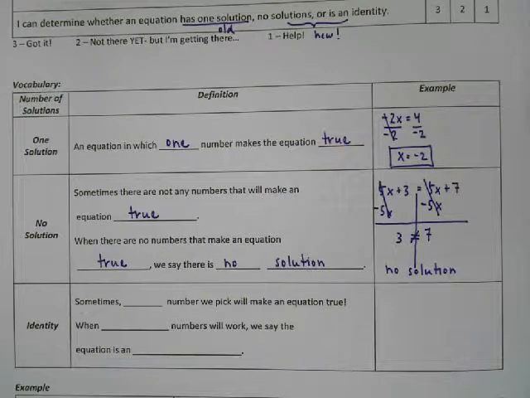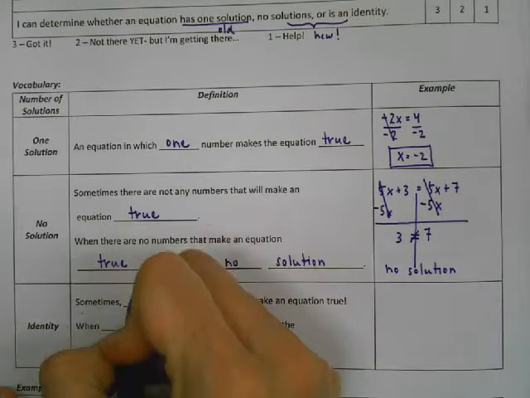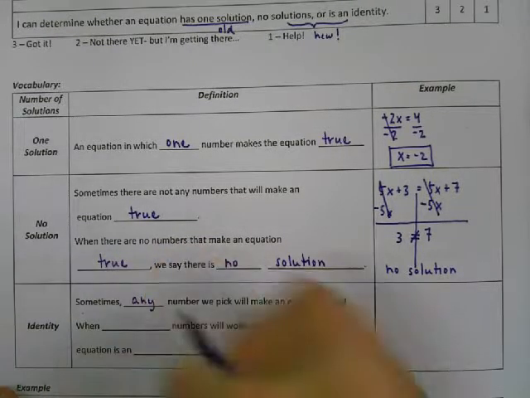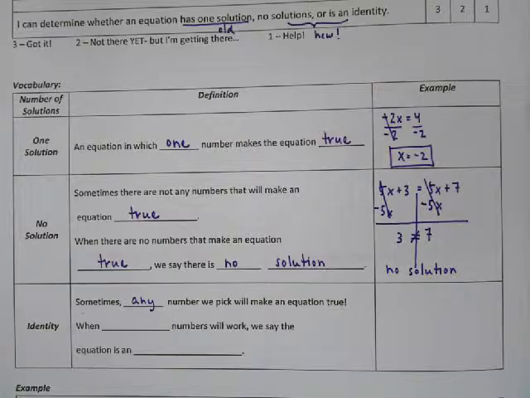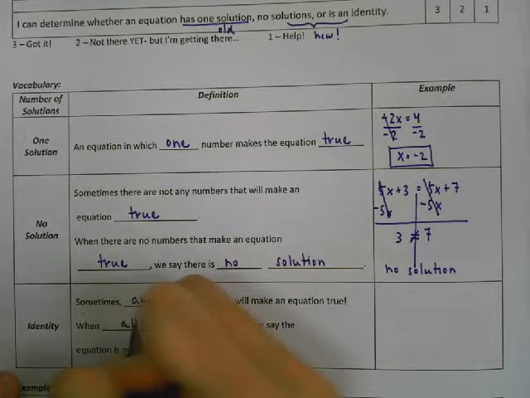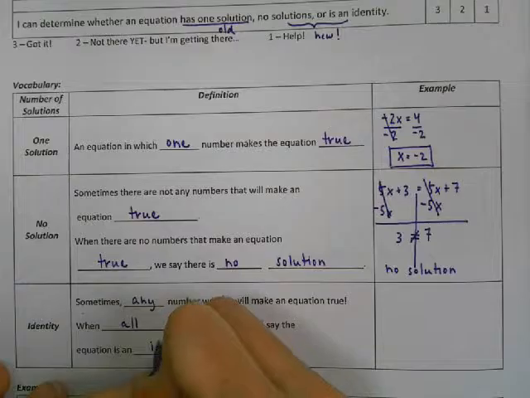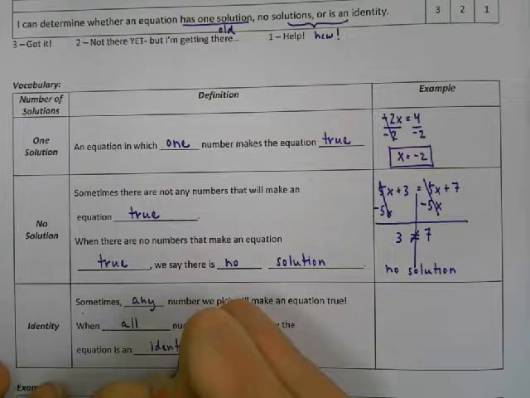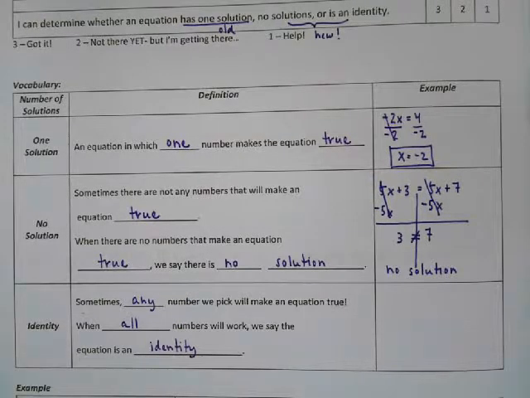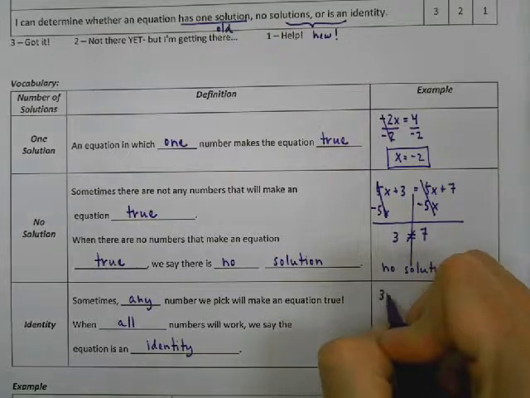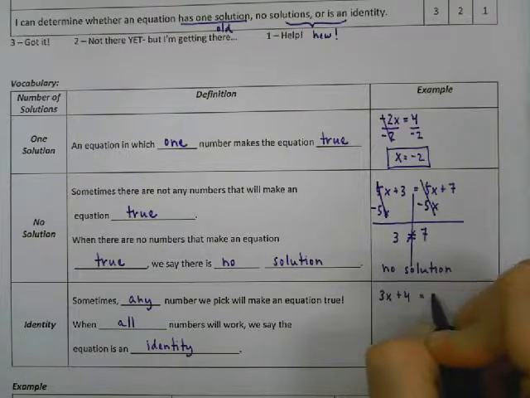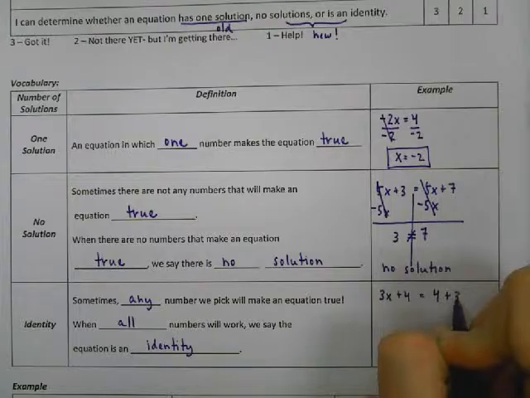Now, lastly, the identity is actually just the opposite of that. Sometimes any number we pick will make the equation true. So no matter what number we put in, that equation will always be true. So when all numbers will work, we say the equation is an identity. And so here's what that might look like. If I have an equation 3x plus 4 equals 4 plus 3x.